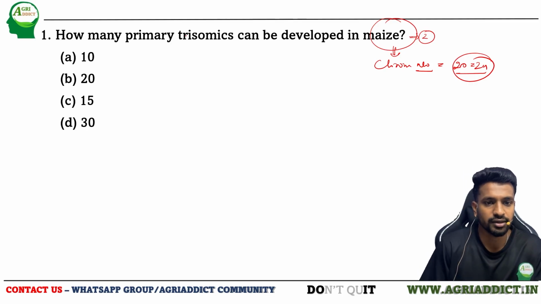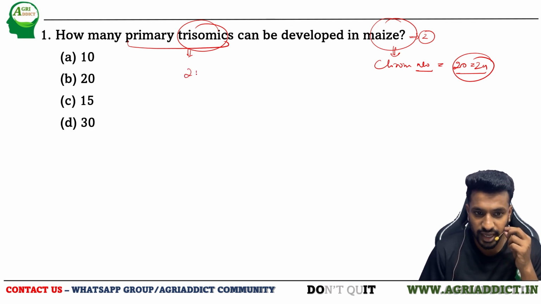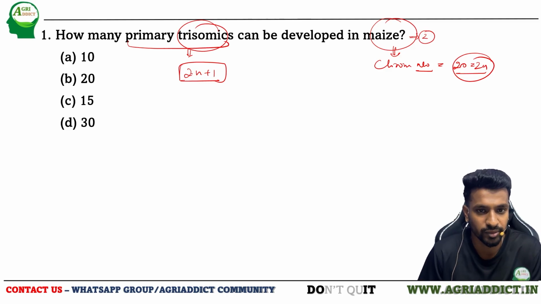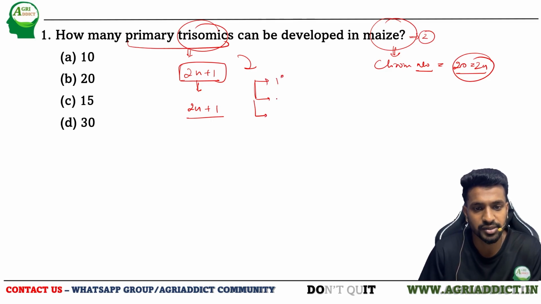The next thing you have to know is what trisomics are. Trisomics are a condition which has an extra chromosomal complement along with the normal complement. That means if 2n is the normal diploid state, along with it there will be one extra chromosome. That is what trisomy means. Within trisomy there are again 3 different classes. They are called primary trisomics, secondary trisomics and tertiary trisomics.